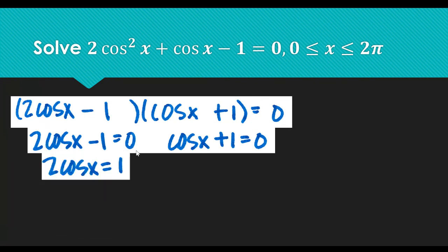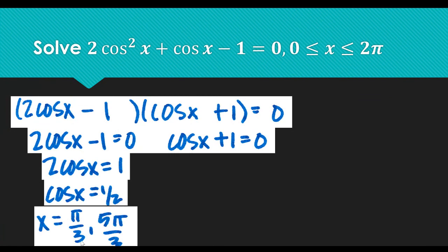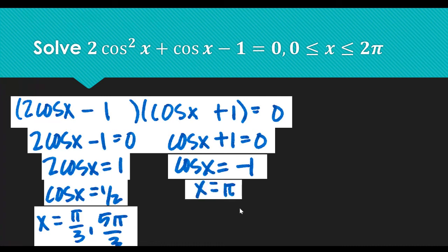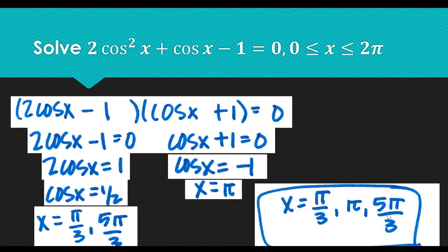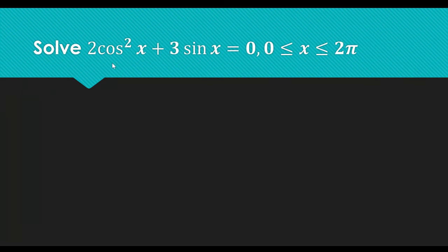So I add 1, I divide by 2, and I get cosine x equals 1/2. So I look at my unit circle and I say, okay, what x values, what cosines equal 1/2? And there are 2. At pi over 3 and 5 pi over 3, there are x values of 1/2. I go to my other equation, I subtract 1, and now that's by itself. Cosine x equals -1. So where on the unit circle is there a cosine, an x value of -1? There's only one, and that's at pi. So this equation has 3 answers: pi over 3, pi, and 5 pi over 3. So that's how those work. We're going to try another one. This one's 2 cosine squared x plus 3 sine x equals 0.